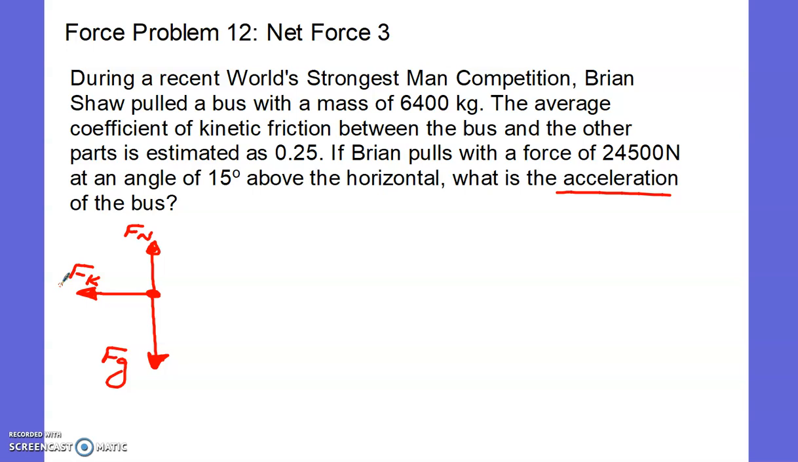The next thing here is that there is a force applied by Brian Shaw. He applies a force of 24,500 newtons. Usually this is through a string, rope or cable of some sort that is attached to Brian. You could really label it either way, as an applied force or a tension force. An applied force because it's applied by a person, or a tension because it's through a rope. I'm going to label mine as an applied force, and it's at an angle of 15 degrees above the horizontal.